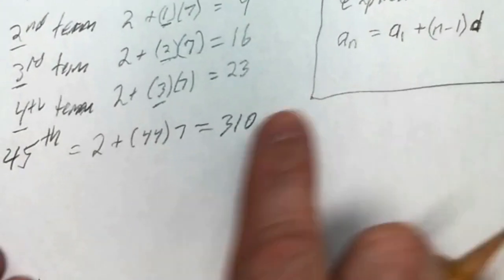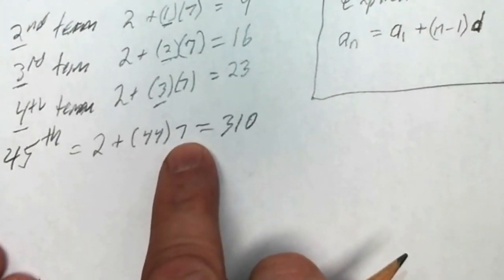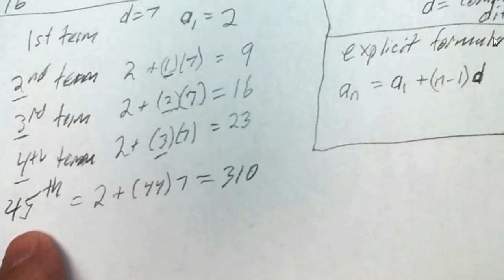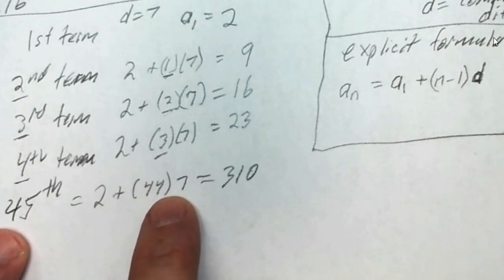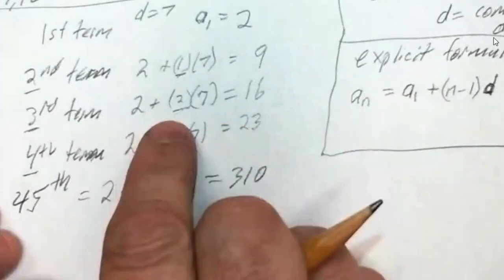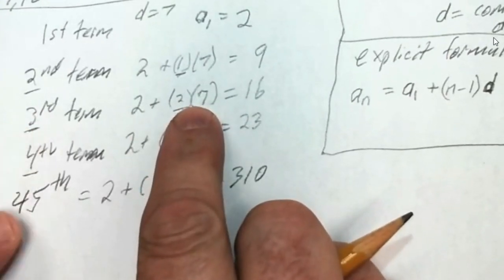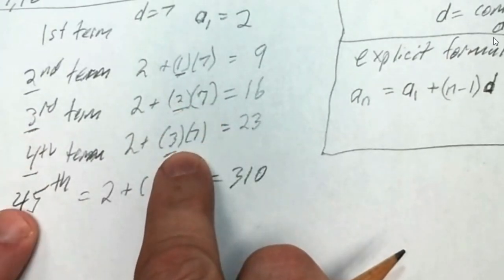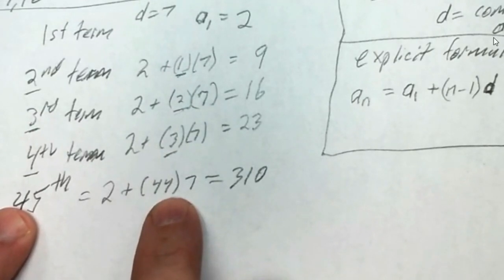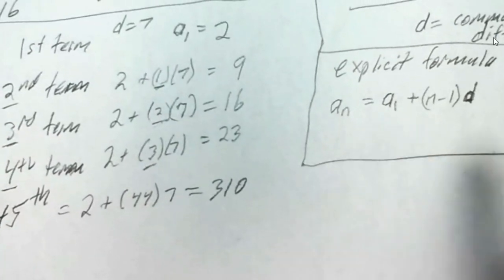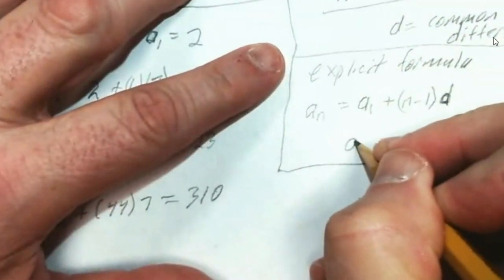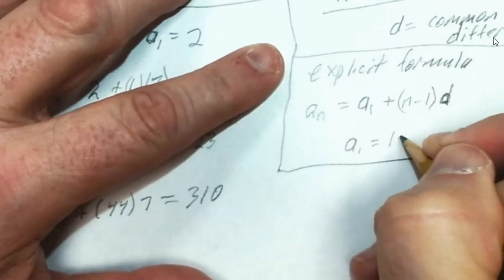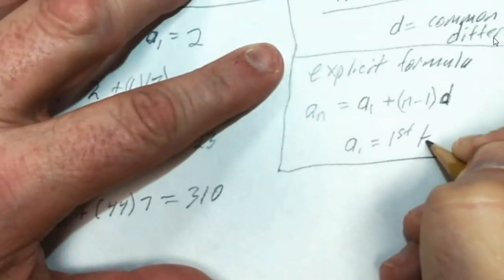Because we just added 44 sevens, right? We added 44 sevens to the first term to get the 45th term. That makes sense? Yeah, if I wanted the third term, I added 2 sevens. If I wanted the fourth term, I added 3 sevens. If I want the 45th term, I add 44 sevens. So this is our explicit formula where a sub 1 is the first term.